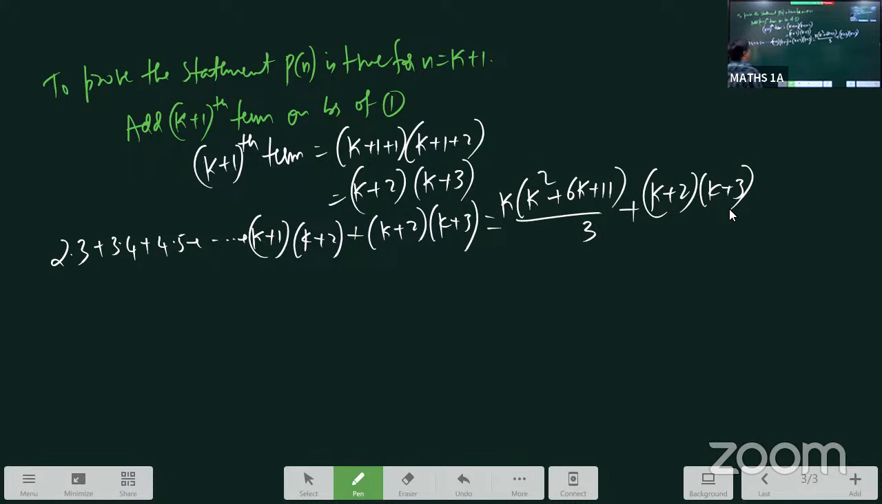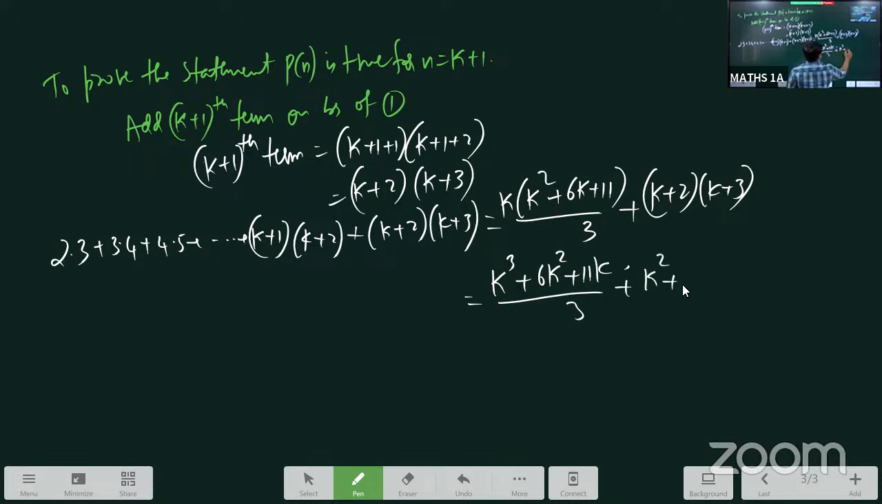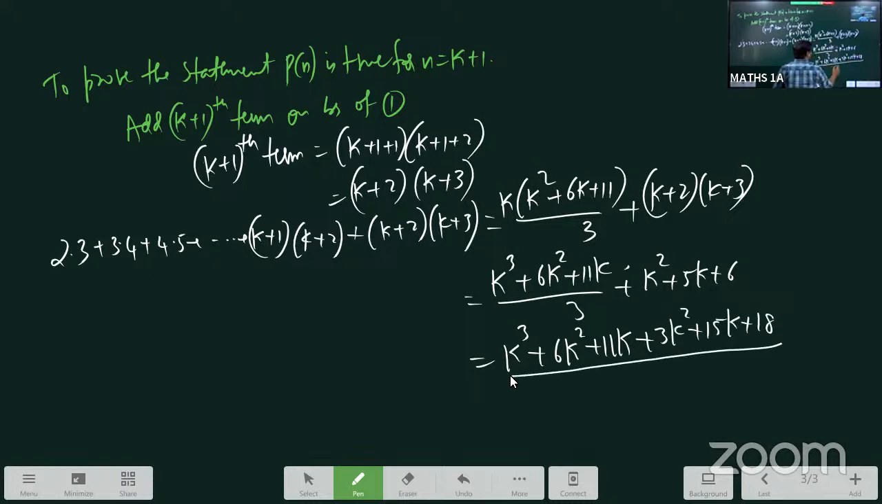Okay. Now start simplifying your RHS part. We are going to simplify this part. First, k cube plus 6k square plus 11k by 3, plus k square plus 5k plus 6. Now k cube plus 6k square plus 11k plus 3k square, 3 5s are 15k, 3 6s are 18, all by 3.